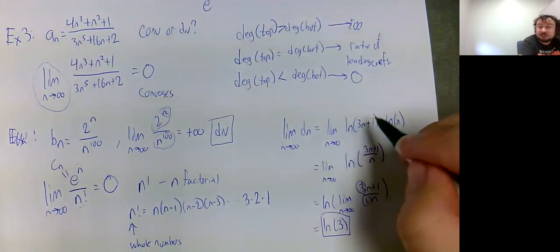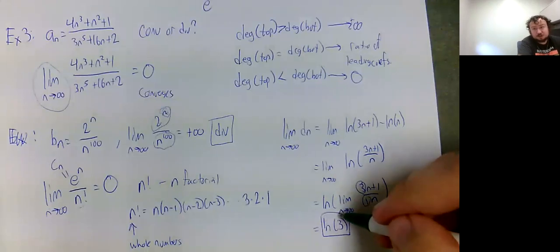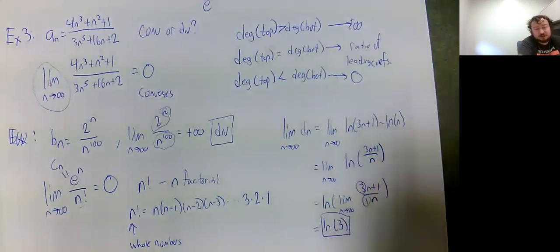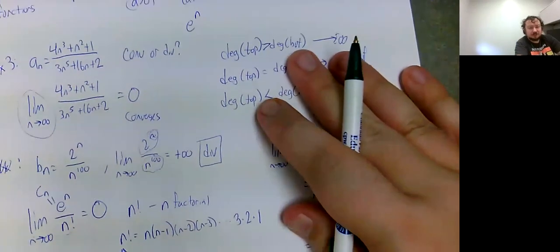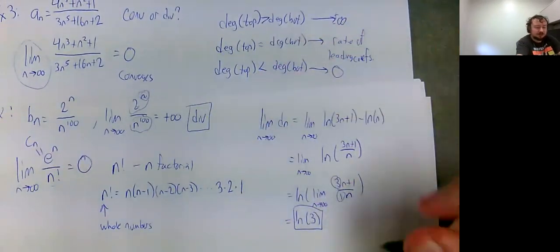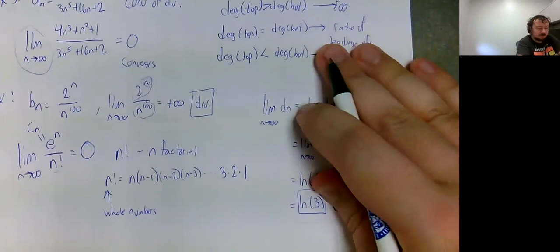So numbers in this list, as we keep going, will get closer and closer to natural log of 3, which is a number that's a little bit bigger than 1. All right, so there's some good examples of determining whether or not sequences converge or diverge.